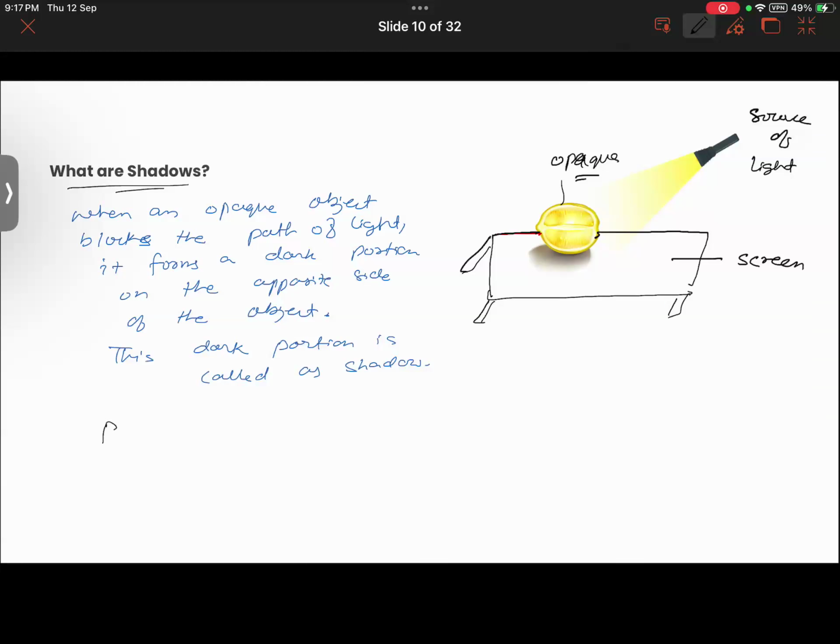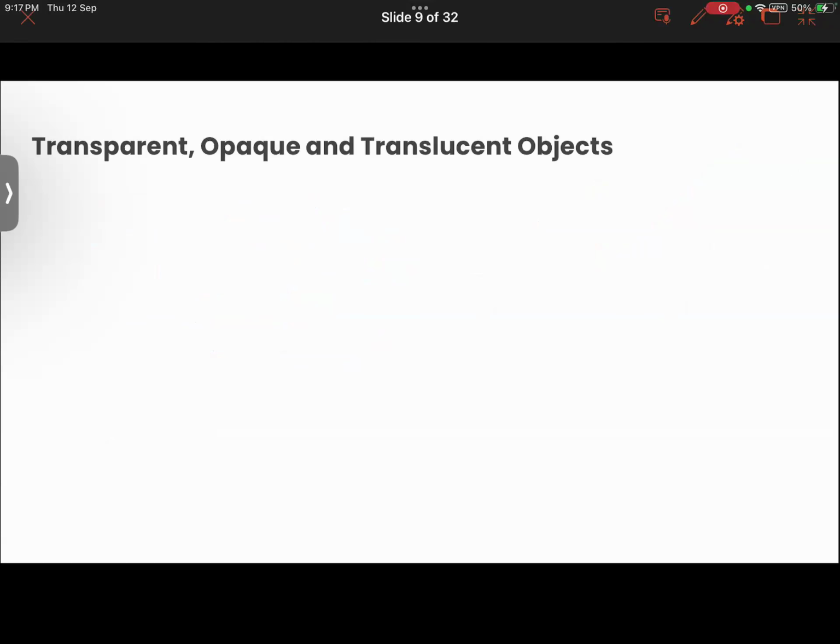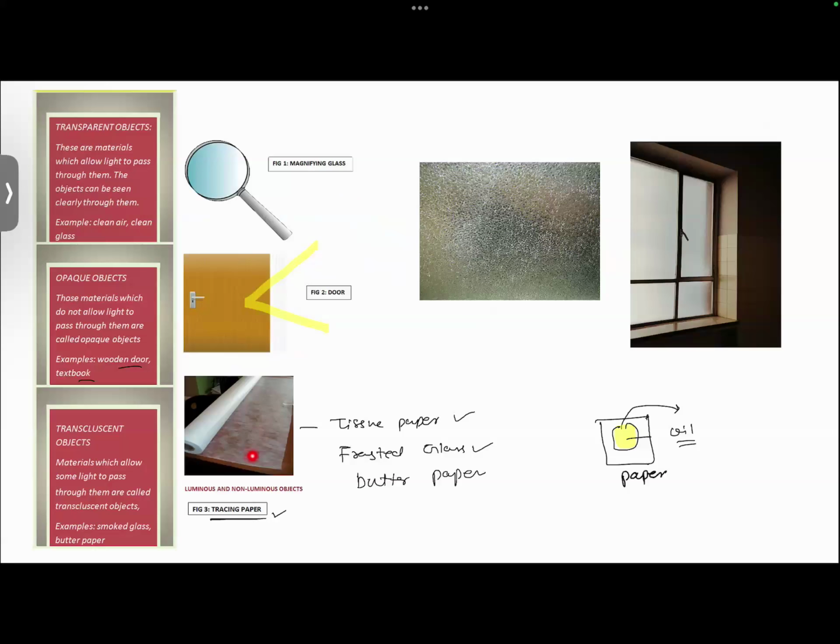What are the properties of the shadow? Talking about the property, the first thing is that this object must be opaque or translucent. But if it is transparent, then shadow will not be formed. What we know is that even translucent objects can form some shadow. Like say, you have a piece of tissue paper. It will also block some of the light, thereby shadow will be formed. Although that shadow will not be very dark, it will be less dark, but shadow will be formed.